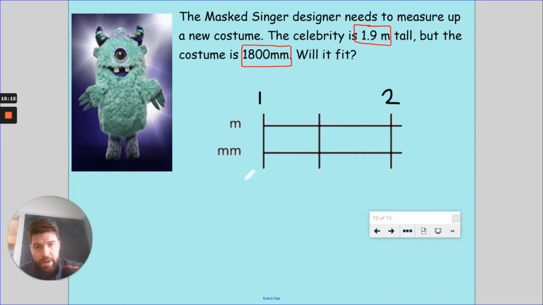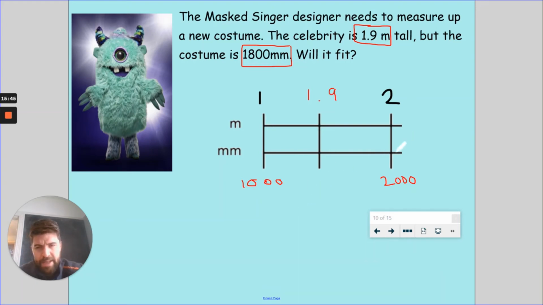What do I know? I know that 1 metre is equal to 1,000 millimetres. At the top here, I could, if I want, say, look, 2 is equal to 2,000. Multiplied by 1,000 each time. What I've got to work with, though, is 1.9. I could convert 1.9 to millimetres, or I could convert the millimetres back to metres. Doesn't really matter either way, does it? But I need to get 1.9 into millimetres.